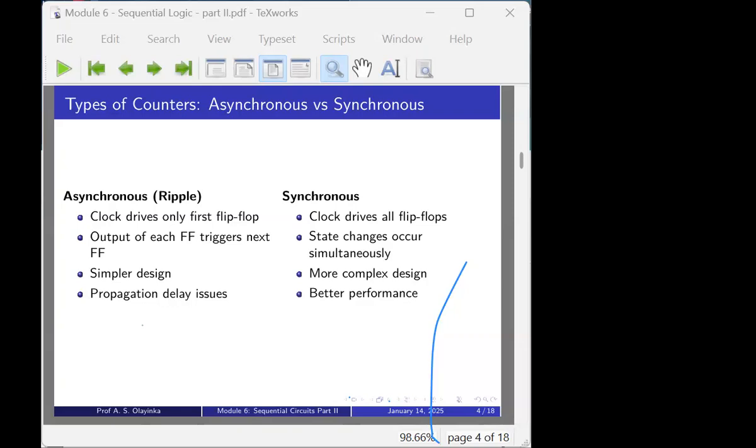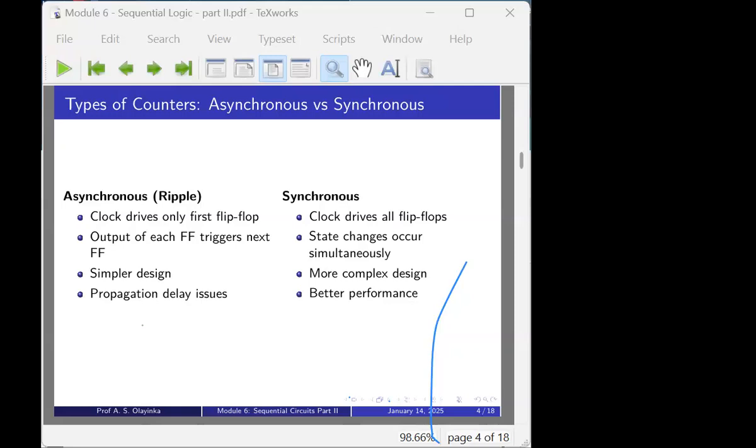The question is, why go for asynchronous? It's simple and very easy to design. And then the propagation delay issue is also a disadvantage you will find in such a system. Because definitely you should expect the system to be slow, since one flip-flop needs to work before the other one will work.